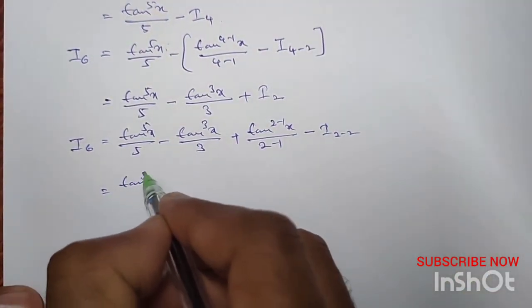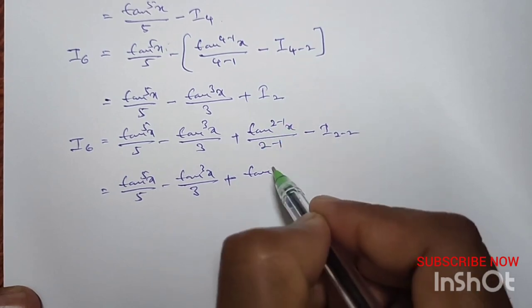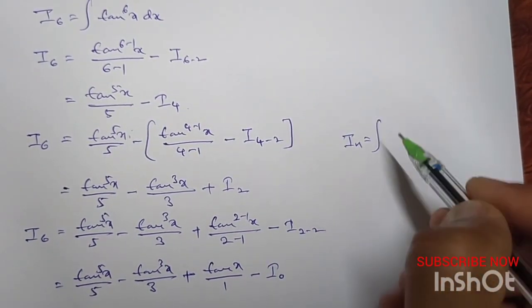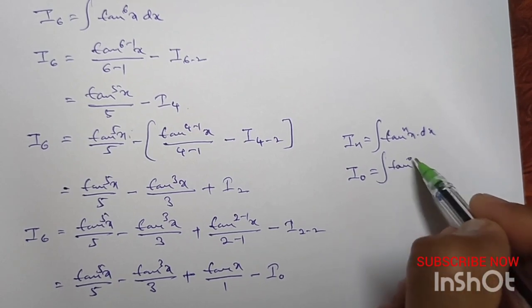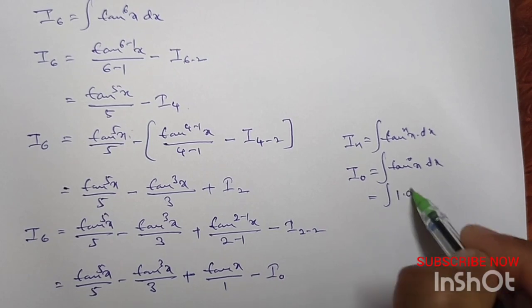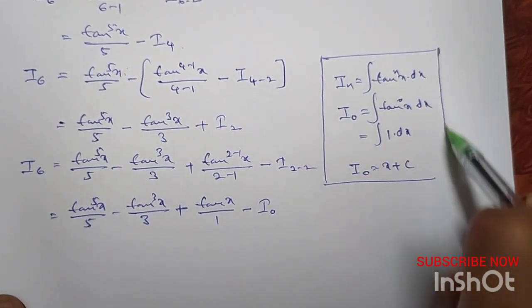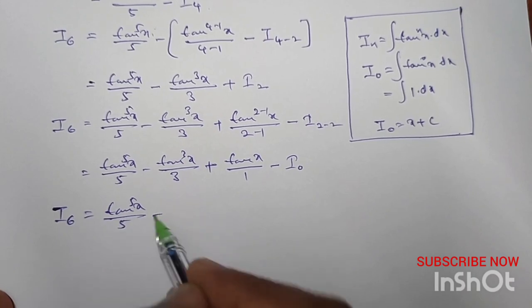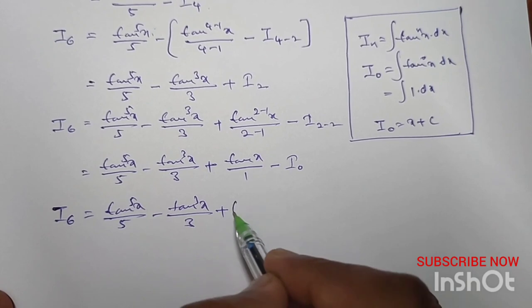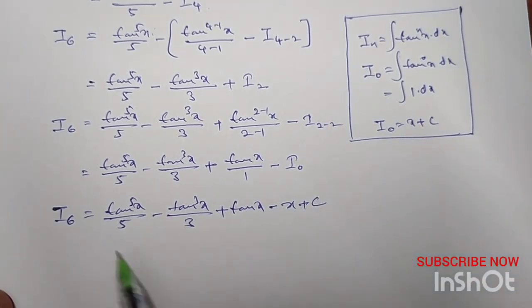So tan power 5 x by 5 minus tan cube x by 3 plus tan x by 1, minus I0. I_n equals the integration of tan power n x dx, so I0 equals the integration of tan power 0 x dx, which is the integration of 1 dx. I0 equals the integration of 1, which is x plus c. So I6 equals tan power 5 x by 5 minus tan cube x by 3 plus tan x minus I0, where I0 equals x plus c. So this is I6.